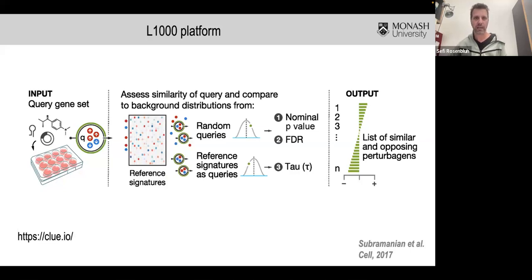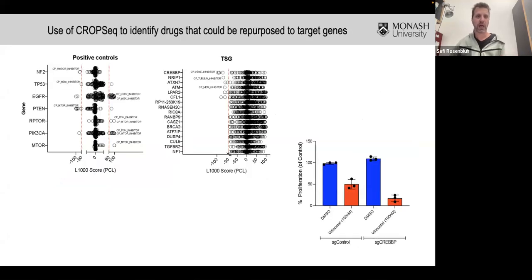The second thing that we could do is use databases that we have and look at compounds that target this gene. The L1000 platform is a database of expression signatures mediated by hundreds of thousands of different compounds. So we could just take a gene expression signature that we get after knockout of a gene and input it into that database. It's very user-friendly and easy to do. And then we could find drugs that target that gene. So here are some examples that we have done.